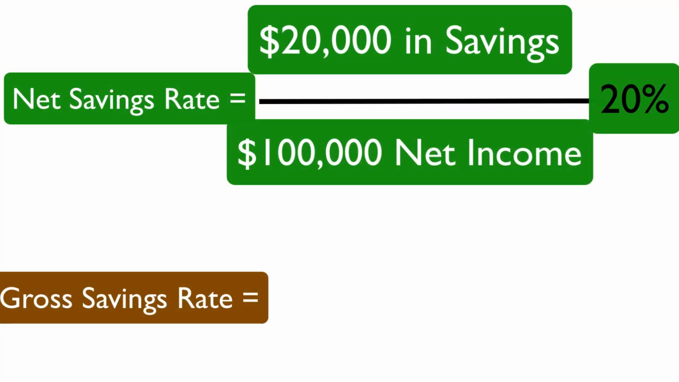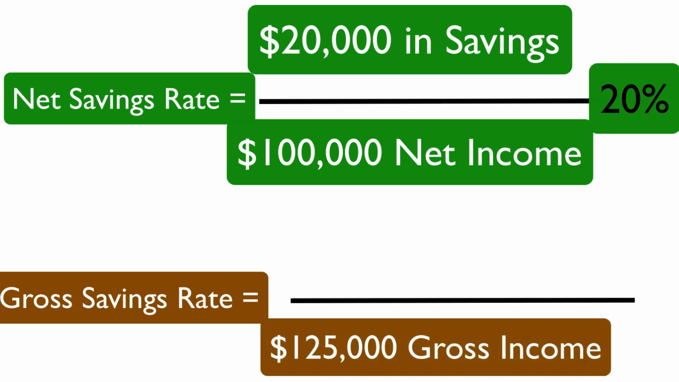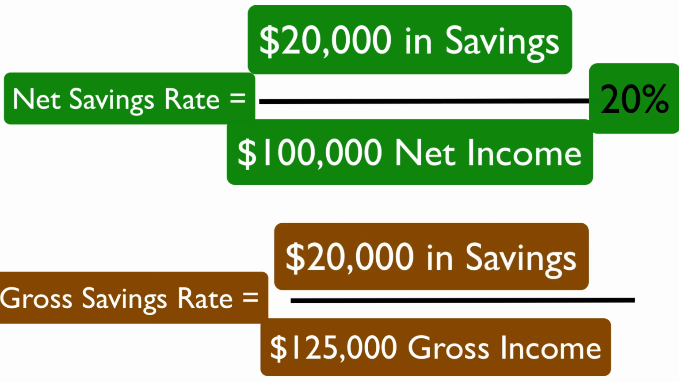If we compare that to what some other people use, which is your gross savings rate, that's when you just take your gross salary. So if we say it's $125,000, and then we go ahead and look at all those different components, the money that you're saving, we get to that same $20,000. So now we're dividing $20,000 into $125,000 of gross income. So that would only be a 16% savings rate. So you can see the way that you calculate it does make a big difference in the actual savings rate that you get.